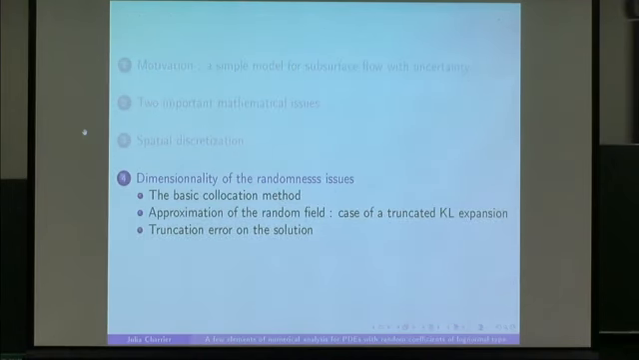Okay. So now, my first question was what is spatial regularity, and how can we bound the spatial discretization error. The second issue is how do you estimate the dimensionality of the randomness?